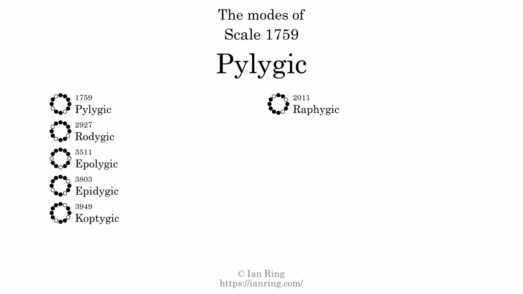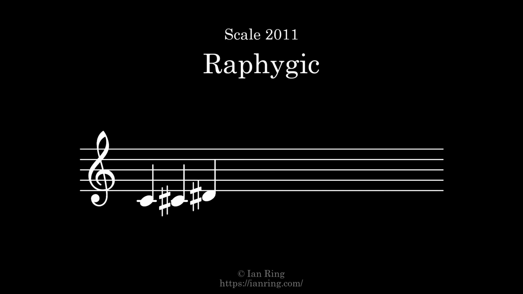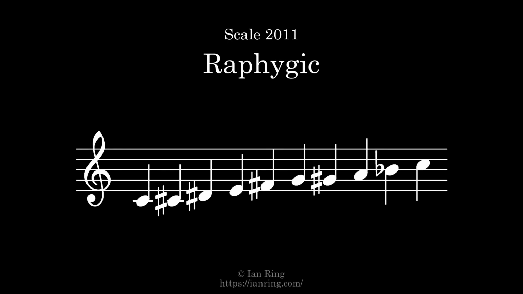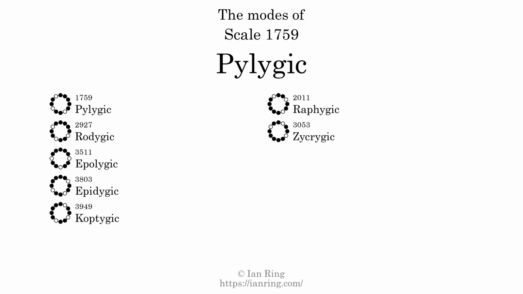The sixth mode is scale 2011, also known as Pylygic. It sounds like this. The seventh mode is scale 3053, also known as Pylygic. It sounds like this.